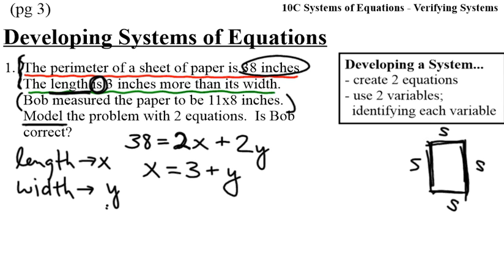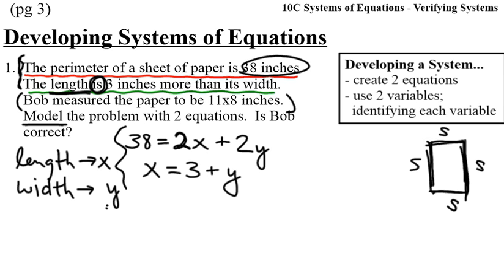Now, there's other ways you can do that. The fact that the length is 3 more than the width, some of you might say, well, if I take the length and subtract 3, I'll get the width. That'll work as well. A lot of times you have options in these. As long as you can justify it mathematically and create the system, you're okay. So that's what the system would look like.